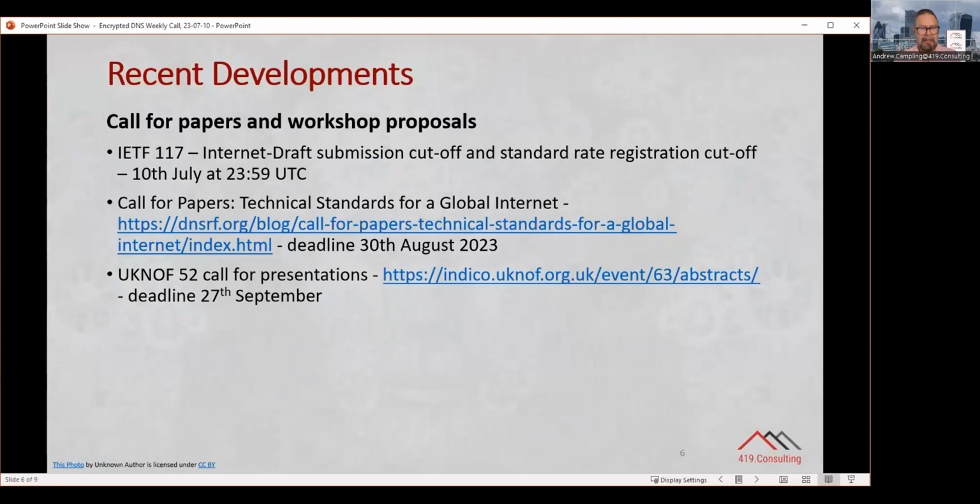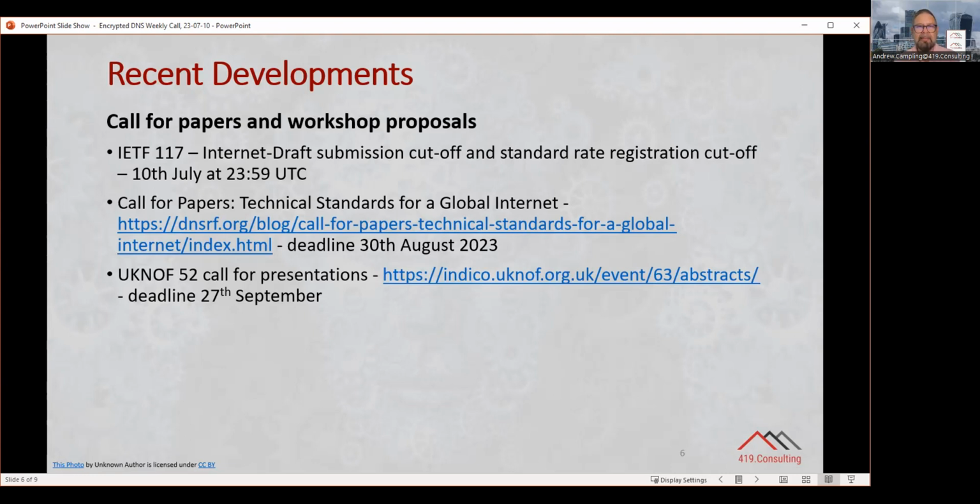In terms of some calls for papers and workshop proposals, I haven't picked up any new ones this week. So same two as last week. One from the DNS Research Federation, which includes potential for funding for academics with a deadline at the end of August, and also UK NOF has got a deadline at the end of September.